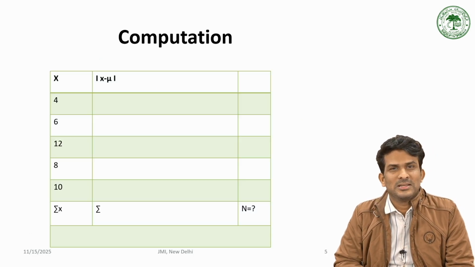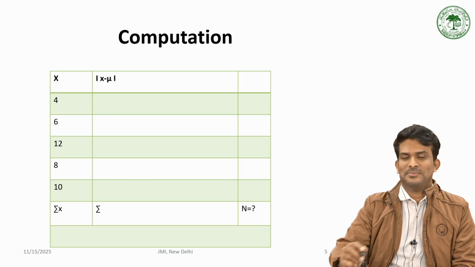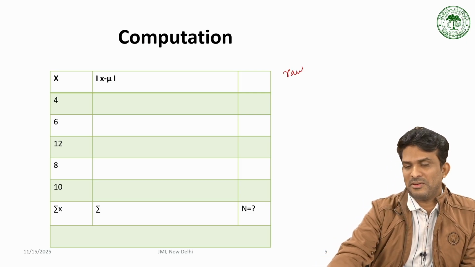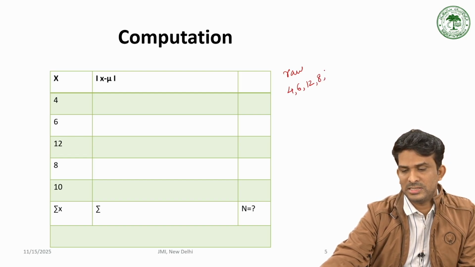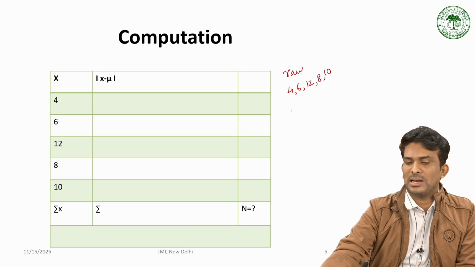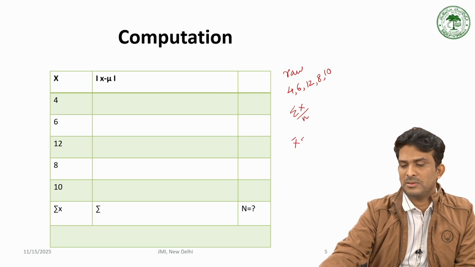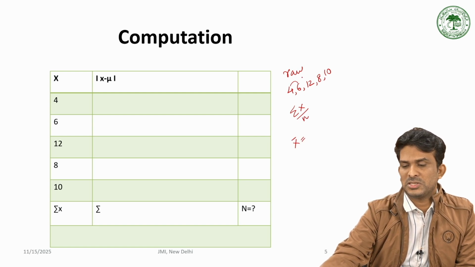Come to this calculation. The case is raw data. The raw data given is 4, 6, 12, 8 and 10. First I am going to calculate the arithmetic mean, sigma x by n. What is the value? 4 plus 6 is 10, 10 plus 12 is 22, 22 plus 8 is 30, 30 plus 10 is 40. Sigma x is 40.